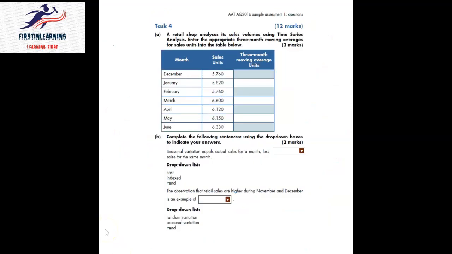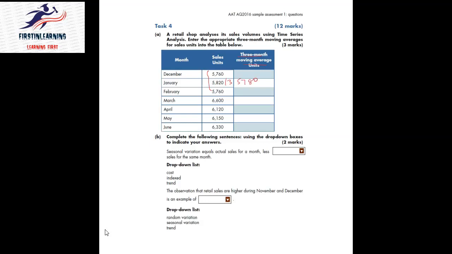The next question we're going to see is for task 4. And task 4 is a very easy question. All we need to do is calculate the 3-month moving average. That's very easy. All we need to do is add the 3 and divide by 3. So if we do that, 5760 plus 5820 plus 5760 divided by 3, that will give you 5780.